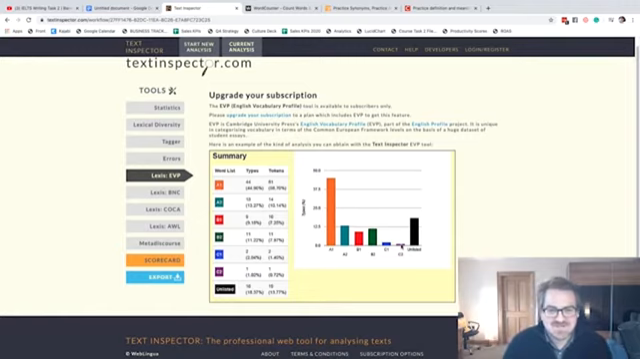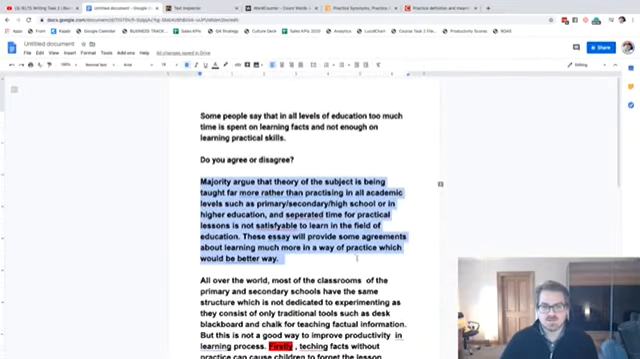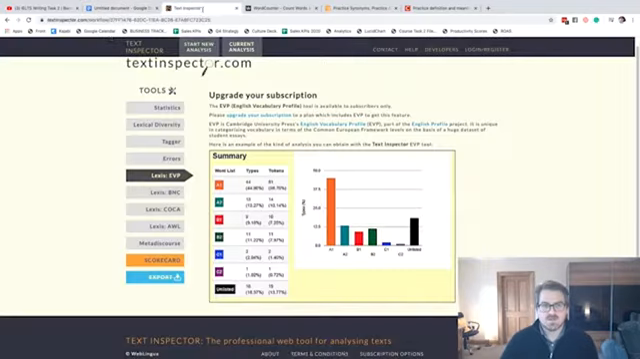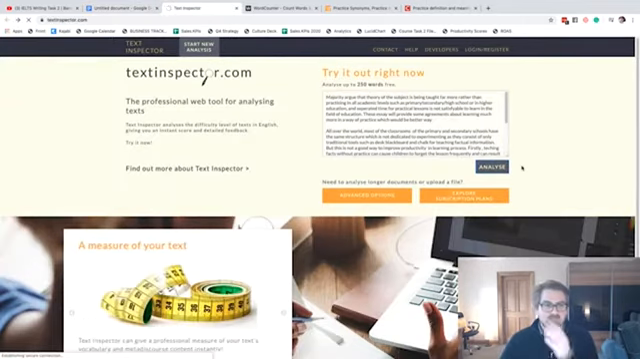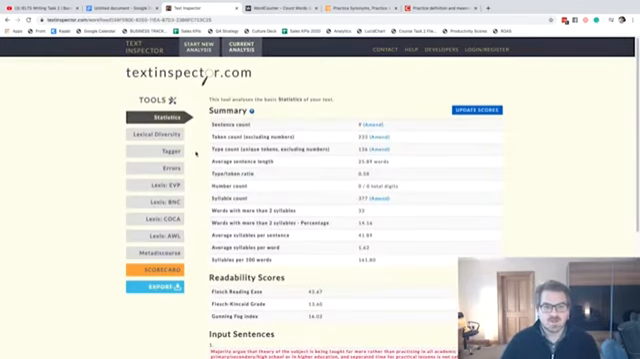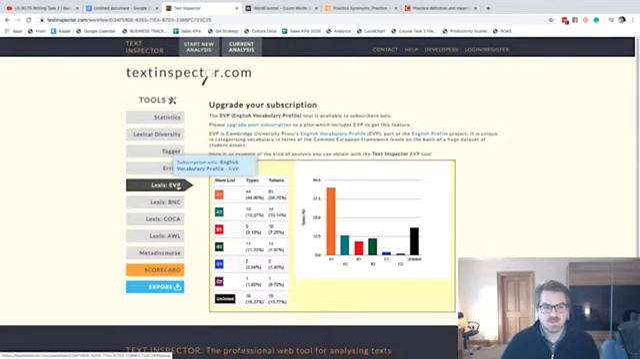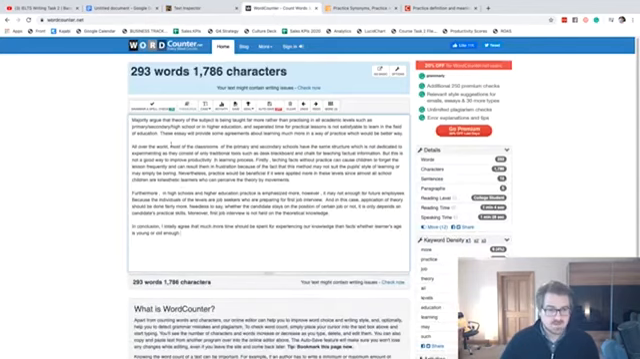But while you're writing your own essays, what you can do is you can put this into Text Inspector, click analyze, and it will analyze all of the words in there for you, and then go to Lexis EVP, and it'll give you this nice little breakdown. There's also a nice little tool here. All these are totally free, by the way.